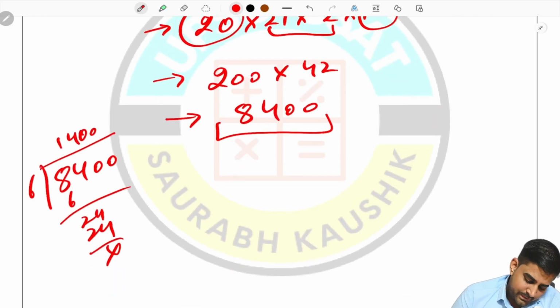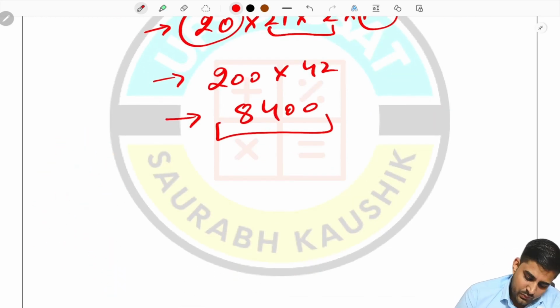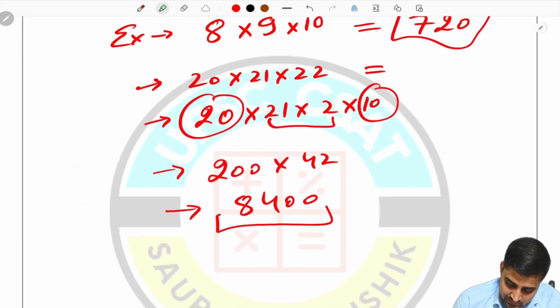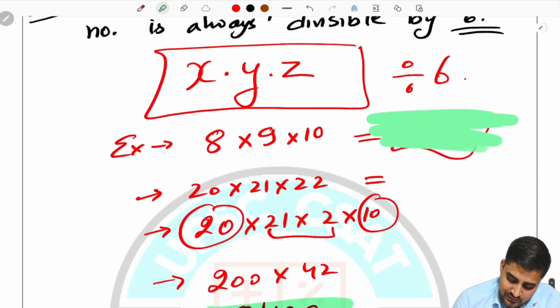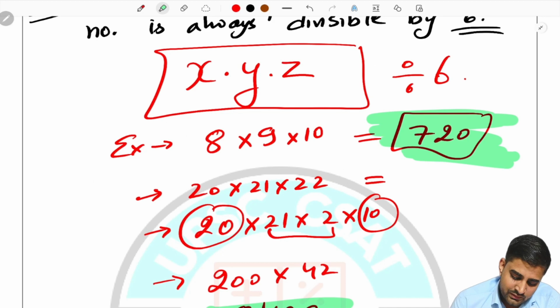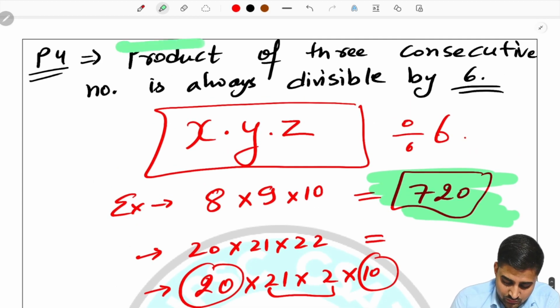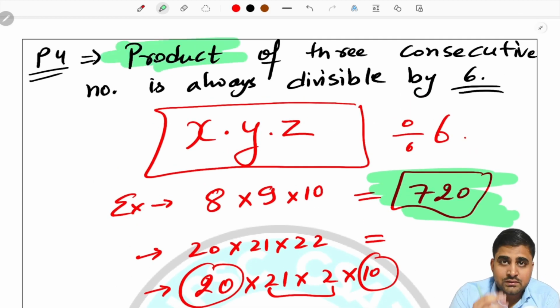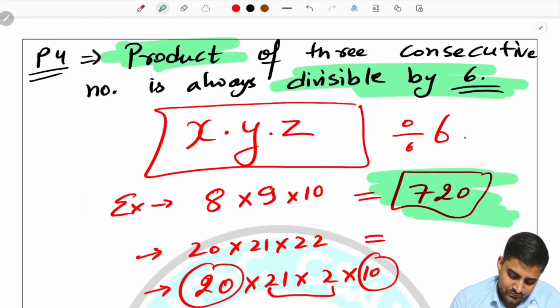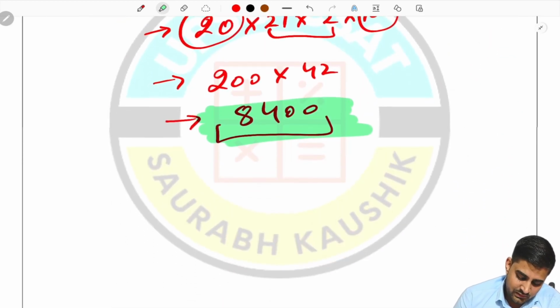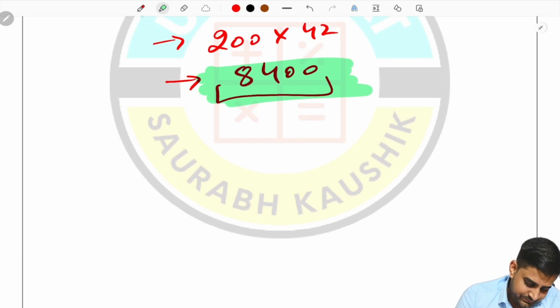So our property works again. It is divisible by 6. So what the property says, product of 3 consecutive, means back to back consecutive numbers, is always divisible by 6. I think you get the point.